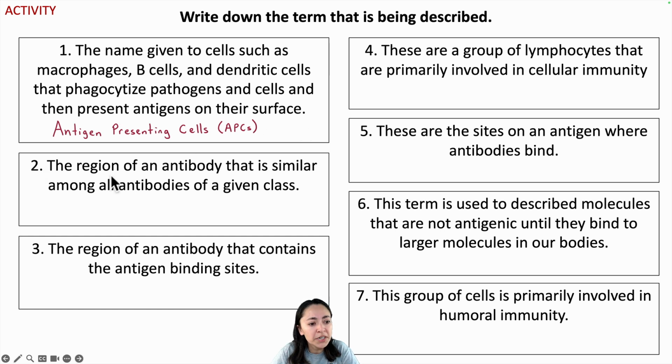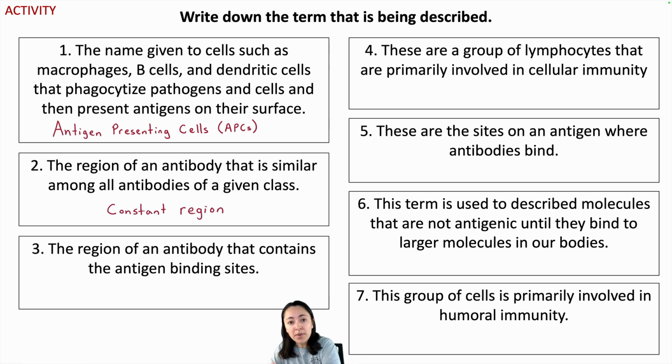Number 2, the region of an antibody that is similar among all antibodies of a given class. That would be the constant region because it's constant among all the antibodies of a given class. Number 3, the region of an antibody that contains the antigen binding sites.